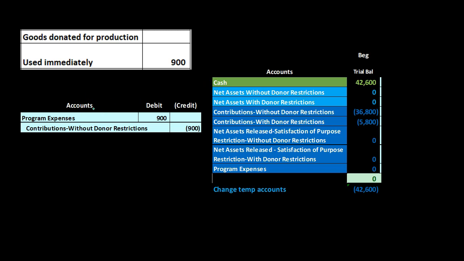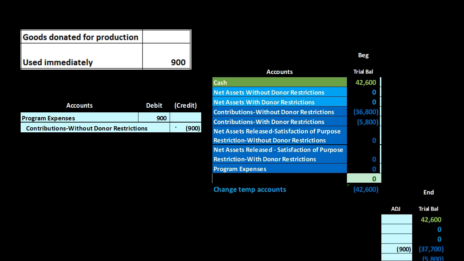However, if we're going to be using them at the same time, we can combine them together in one journal entry as is done here, debiting the program expenses because we've consumed the supplies that have been given at the same time, that being an expense, crediting the revenue because that donation that was given to us is a form of revenue. So that's going to be our transaction.